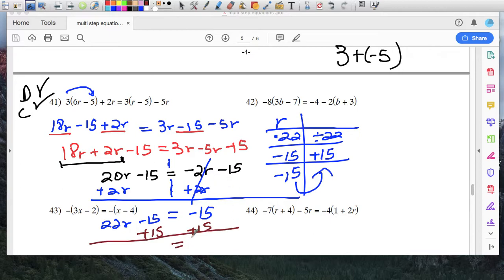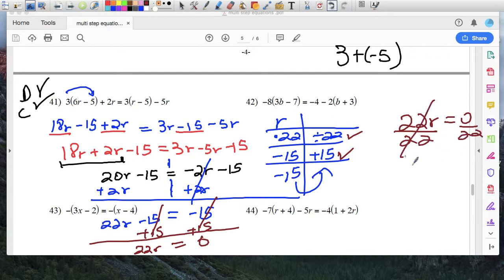If I do that, these two become 0. This 15 becomes 0. I don't need to write that 0. But I'm going to have 22r over here. Next thing, so this is a check. Next thing I have to do is divide both sides by 22. So let me just rewrite that. So I have 22r equals 0. So I'm going to divide this side by 22 and this side by 22. 22 divided by 22 is 1, which I multiply with r, gives me just r. And 0 divided by 22 is just 0.